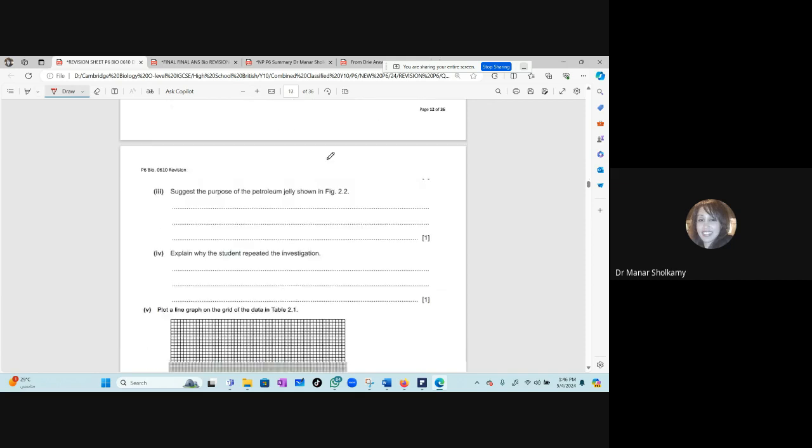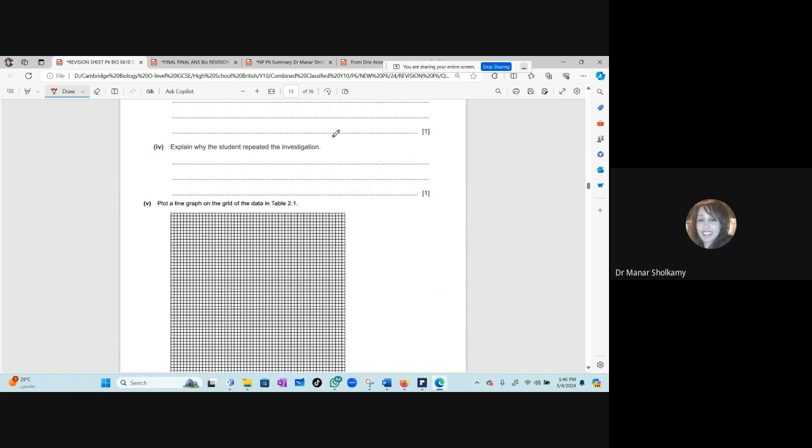So only the leaves. Explain why the student repeated the investigation. Why do they repeat? And don't tell me to calculate average. Give me another reason. To have reliable and representative results. No. You will write the answer of to have representative results when they ask you the question, why do they get a big sample? Why do they collect thousands of plants? The answer will be so that my results are representative, so that they show the real thing. But why do they repeat?